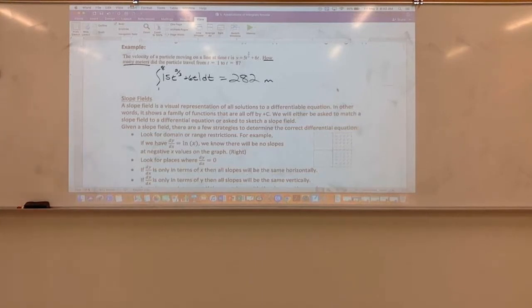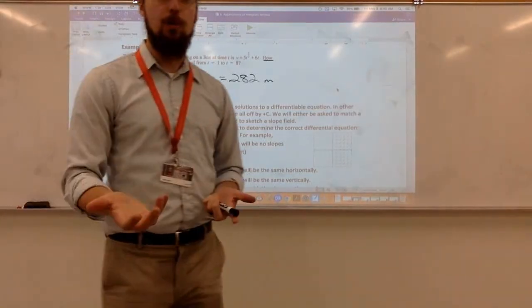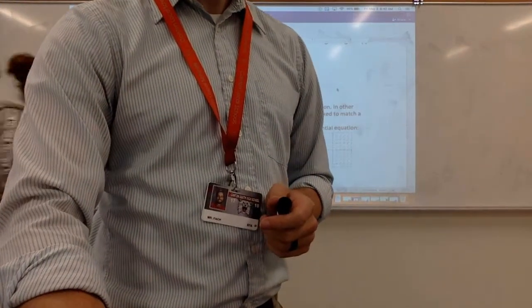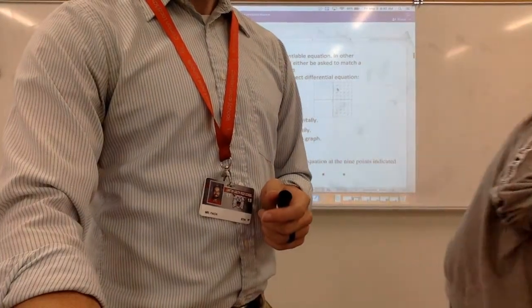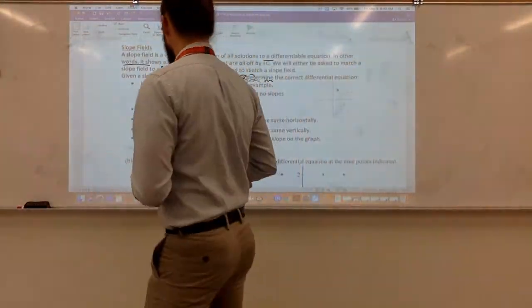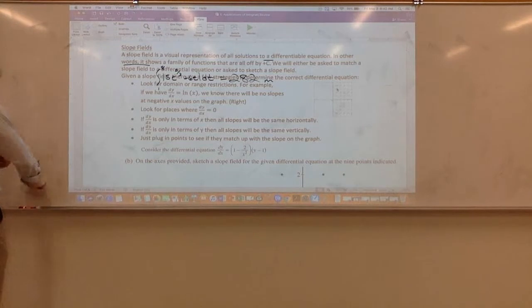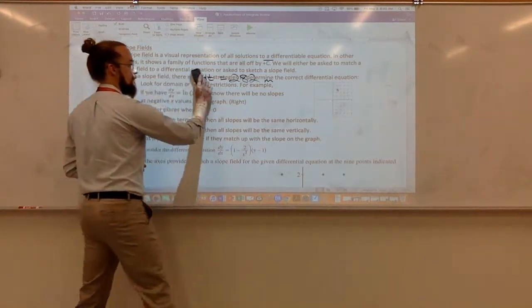Next week, when we do free response questions, we'll talk a lot more about particle motion because that is a very common type of free response question. But there will certainly be a few multiple choice questions attached to this here. So the next idea we went into was slope fields and differential equations.